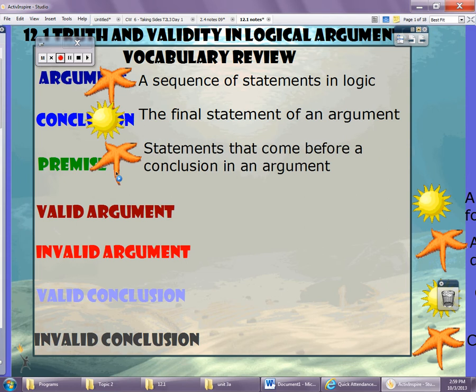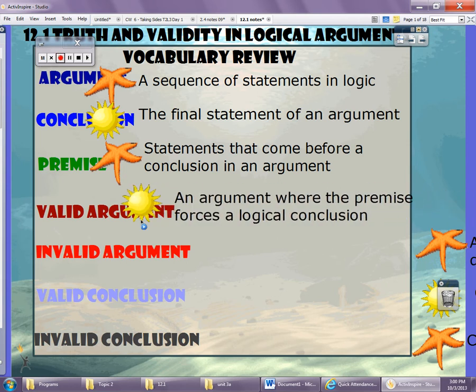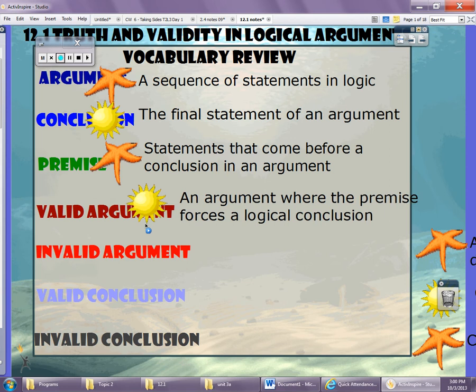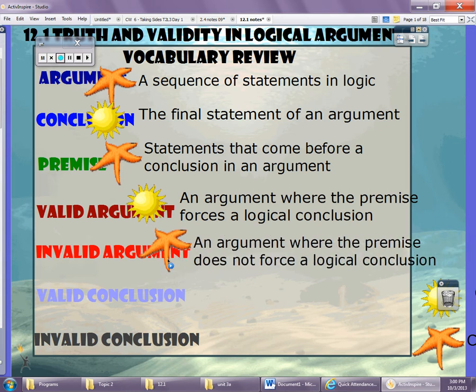Our premise, these are the statements that come before a conclusion in an argument. So whatever we're saying before the conclusion, these are our premises. A valid argument is an argument where the premise forces a logical conclusion. So we have our premise, and it gives us a logical conclusion. An invalid argument is an argument where the premises do not force a logical conclusion.